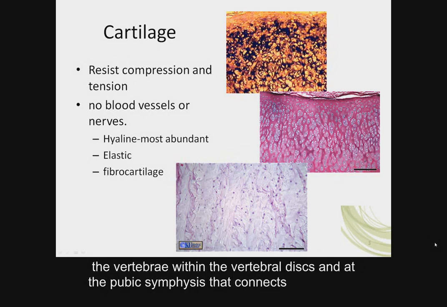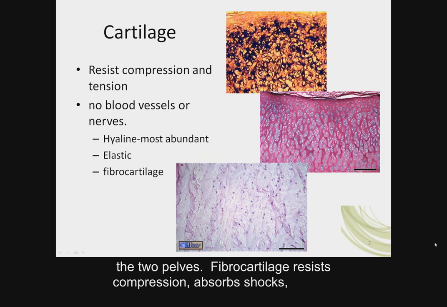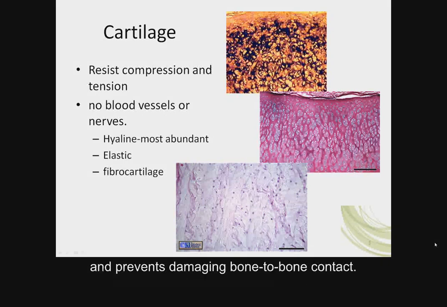You would find fibrocartilage between the vertebrae within the vertebral discs and at the pubic symphysis that connects the two pelves. Fibrocartilage resists compression, absorbs shocks, and prevents damaging bone-to-bone contact.